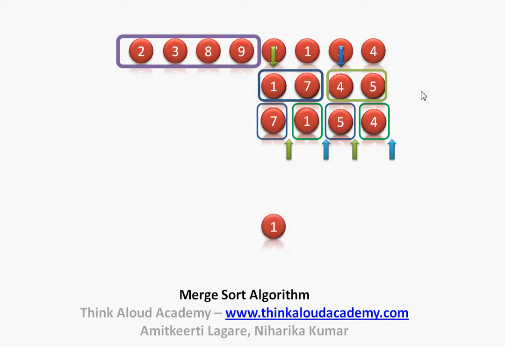So I pick the smallest of the 2, which is 1, and then I move the index ahead. Then I compare 7 and 4. I see that 4 is smaller, so I will put 4 in this list, and then I move my index ahead.